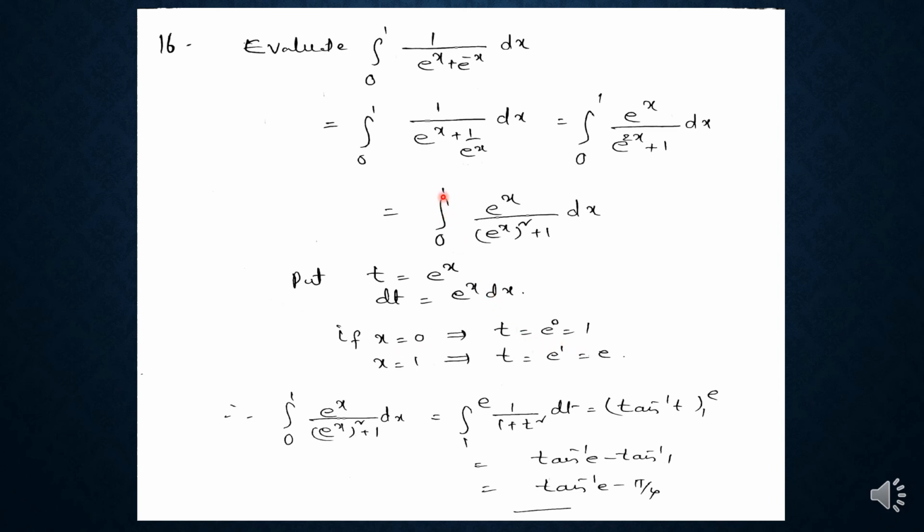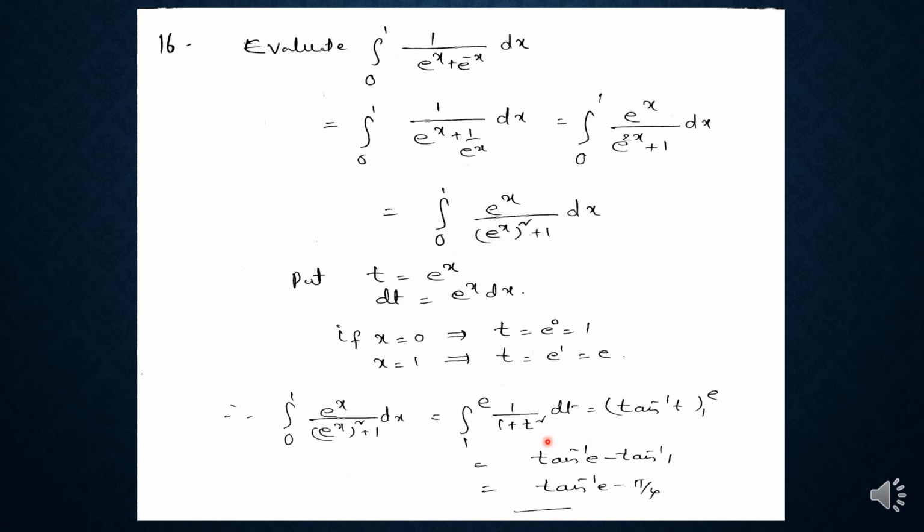Now what is the upper limit? If x is equal to 1, t is equal to e power x, that is e. Now the given integral becomes integral 0 to 1 e power x by (e power x)² plus 1 dx. Now the new limits are 1 to e. Integral 1 to e, 1 by 1 plus t², where e power x dx can be written as dt, and (e power x)² is t². So 1 by t² plus 1 can be written as 1 by 1 plus t² dt.